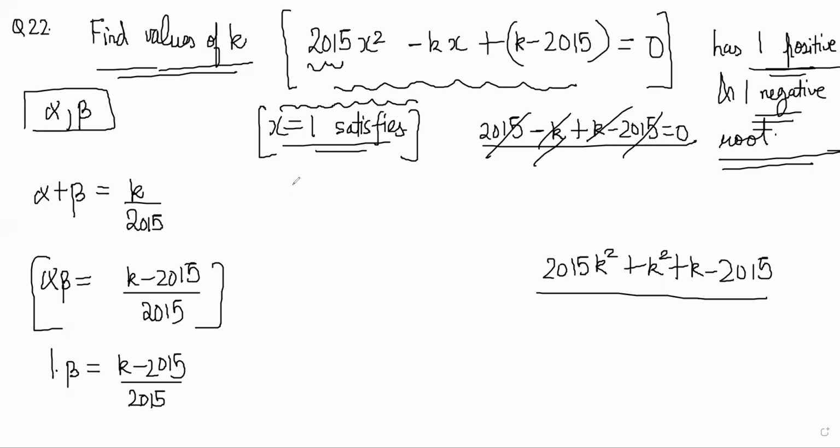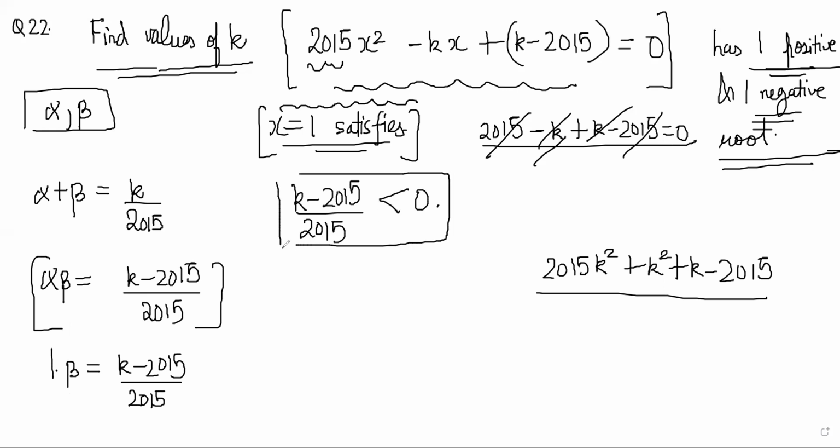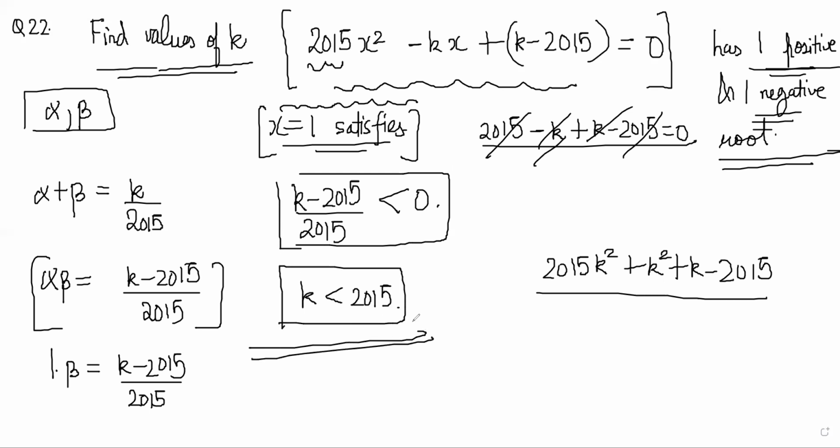So k minus 2015 by 2015 is my other root, and it has to be negative according to the question, because 1 is my positive root. That immediately means that k must be less than 2015. K less than 2015 is sufficient to ensure that the other root is negative. Now the values of k, you can write it as minus infinity to 2015. K can be anything lower than 2015.